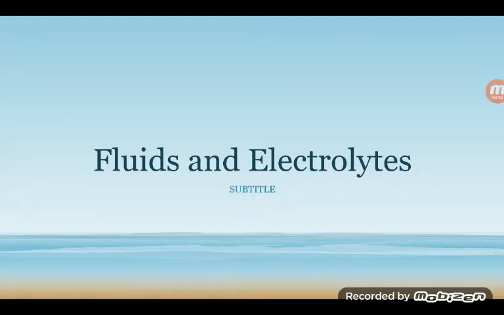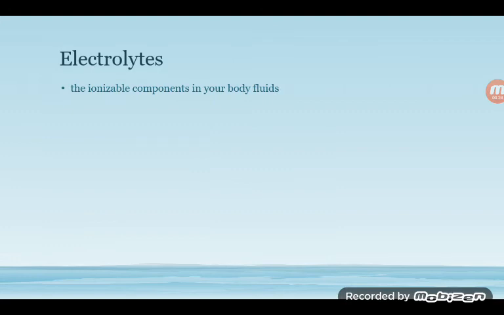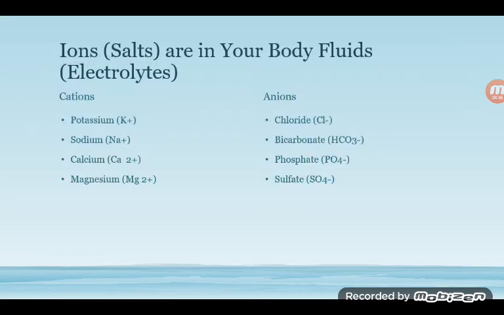Fluids and electrolytes. Here's 60% water, 40% intracellular, 20% extracellular, 15% interstitial, and 5% intravascular. When we talk about water, we talk about your blood, and in your blood you have electrolytes. Electrolytes are the ionizable components in your body fluids. They include potassium, sodium, calcium, magnesium, chloride, bicarbonate, phosphate, and sulfate.